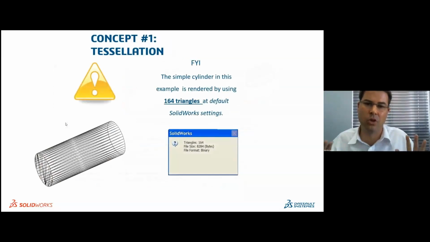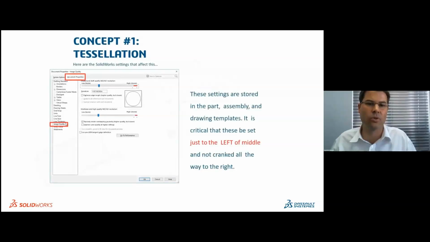So let's have a look at triangles and tessellations. That small cylinder that I just showed you, at default SOLIDWORKS settings, has got 164 triangles in it. So just keep that number in your mind, 164 triangles.